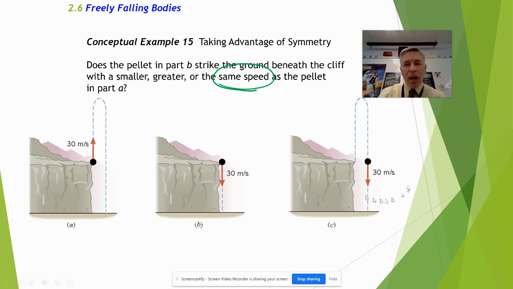That's a whole bunch of stuff on freely falling objects in our vertical kinematics. We'll work some more on some problems with that.